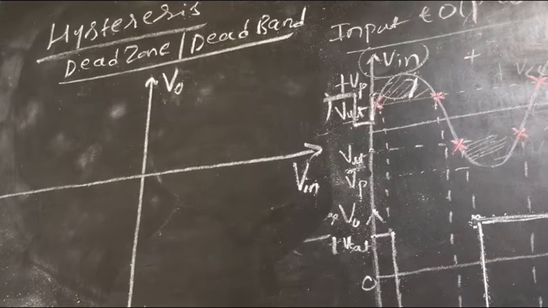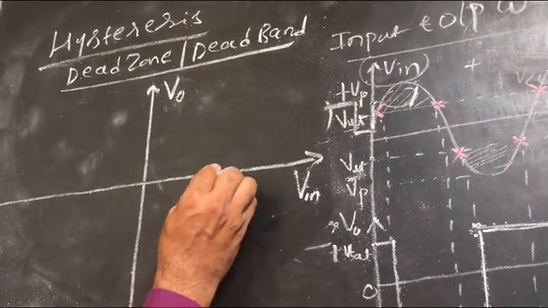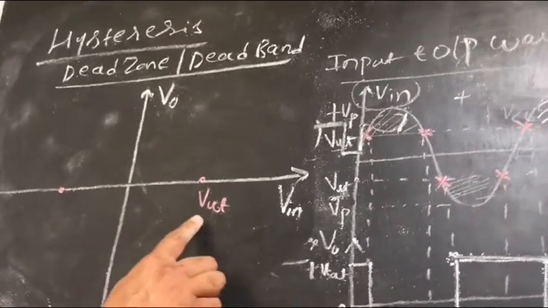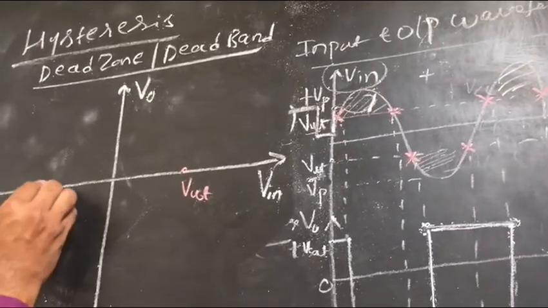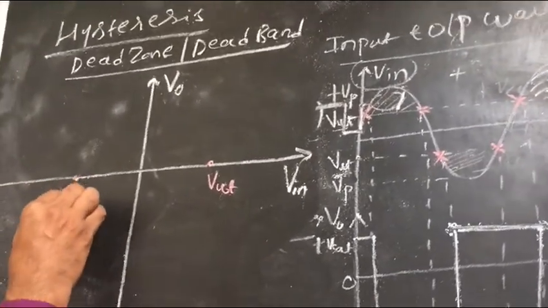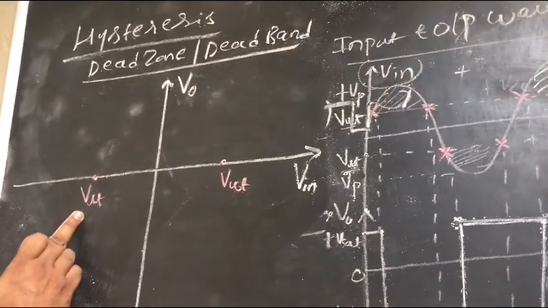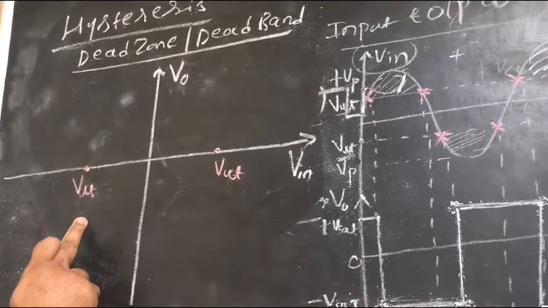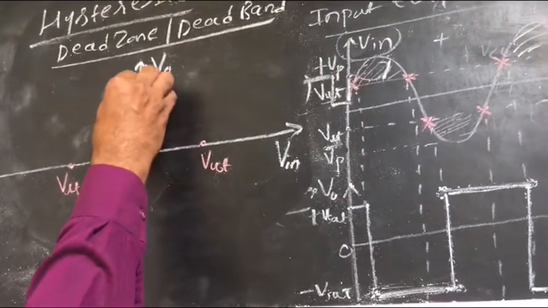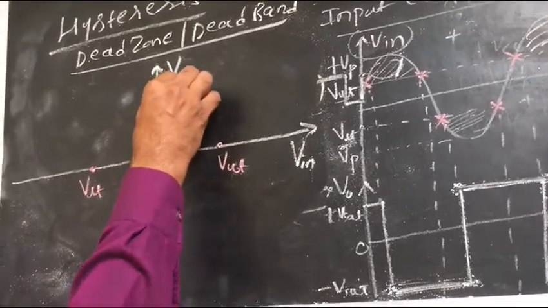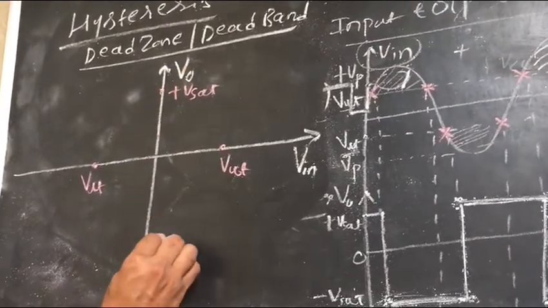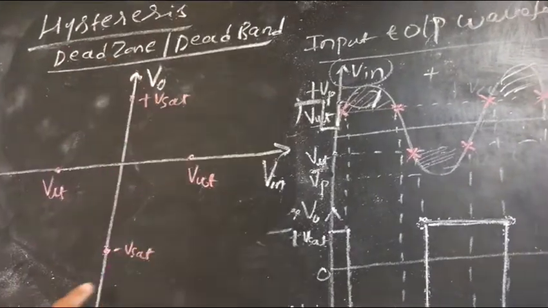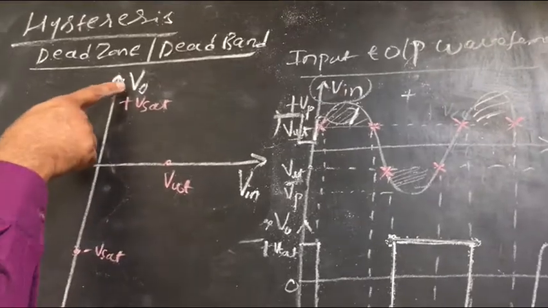Students, we know that there are two possible reference voltages for input. One is VUT. Since VUT is positive, I'm indicating this on the positive x-axis, and this is the position for VLT. It is indicated on the negative x-axis because VLT is negative, given by VLT is equal to minus Vsat into R1 divided by R1 plus R2. Students, we already know that V0 has two possibilities, plus Vsat and minus Vsat. In order to draw this hysteresis curve, it is nothing but the relation between V0 and Vin.